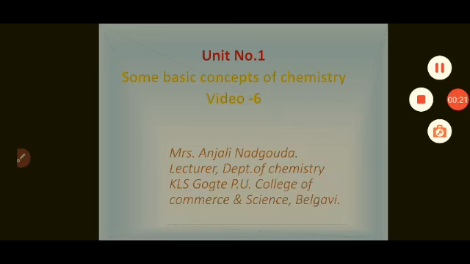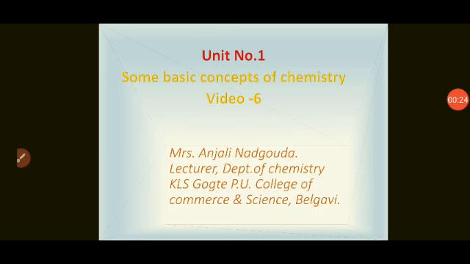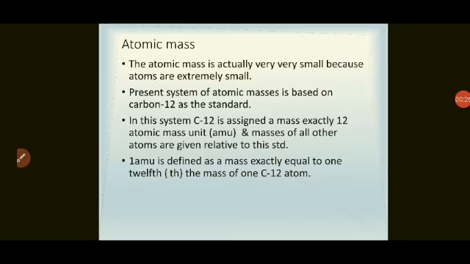In previous classes, we have studied what are the basic 7 physical quantities, what are their units, which units are used in practice, and what are the multiples and how to convert from one unit to another unit. Now, how it is applied in chemistry. So let us study for atomic mass, how it is measured.